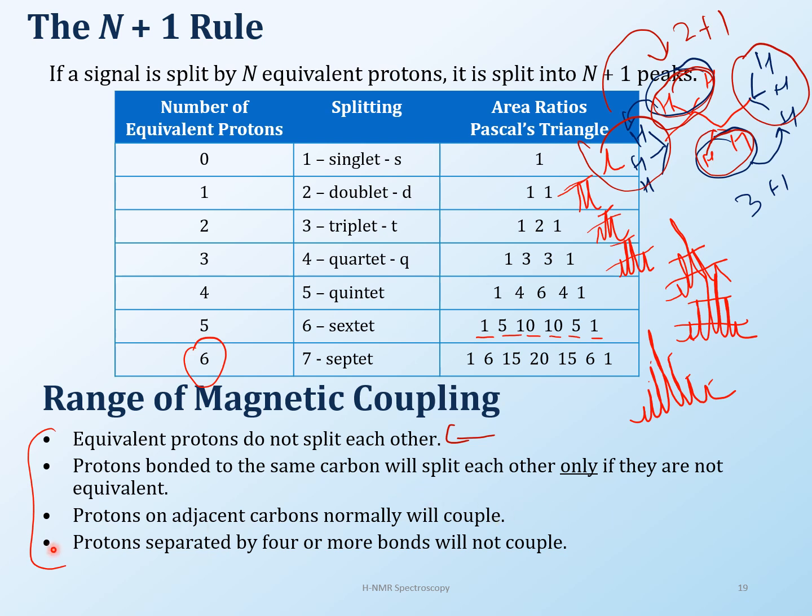And then protons that are separated by 4 or more bonds will not couple, which means really what you're looking at is, if you're looking at the center carbon here, these red protons will couple with the ones on the left and on the right, if they're not equivalent, but they're not going to couple with this. That's not going to happen. It's just a neighborly thing, just right next to the carbon. Nothing after that. And the one other thing that's not going to happen is if you have a heteroatom in the middle, then it's not going to couple either.